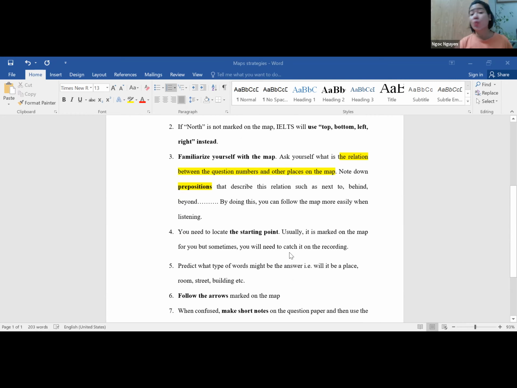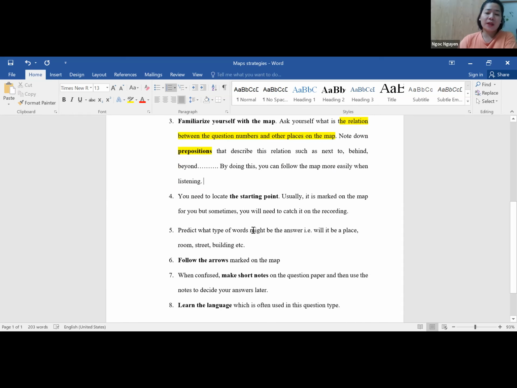Once again, you don't think about the relationship between words or places when you are listening. You see their relationship on the paper represented by prepositions, right? That's number 3. If you are well prepared before the recording starts, it's more likely that you will be able to focus more on listening, and it will increase the chance of catching the correct answers.